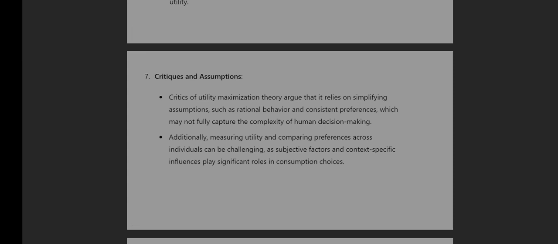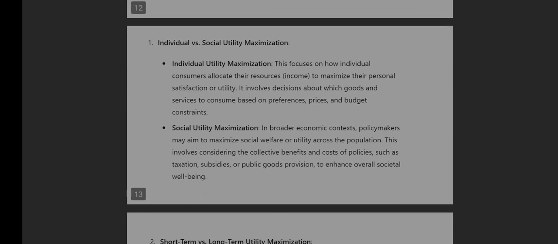Critics and assumptions. Critics of utility maximization theory argue that it relies on simplifying assumptions such as rational behavior and consistent preferences, which may not fully capture the complexity of human decision making. Additionally, measuring utility and comparing preference across individuals can be challenging as subjective factors and context-specific influence play a significant role in consumption choices. Individual versus social utility maximization.